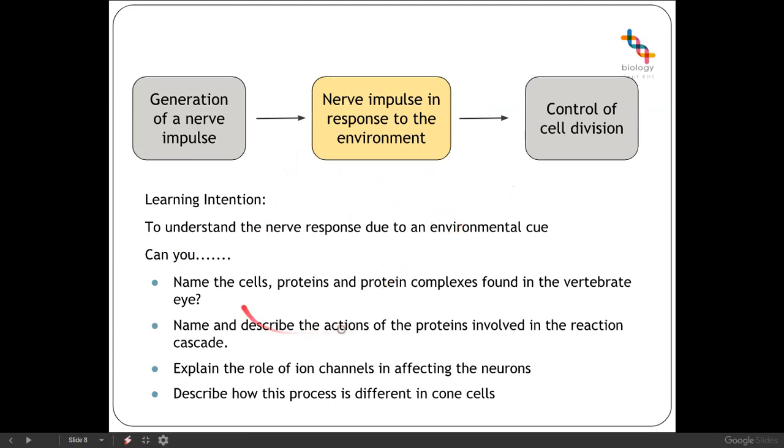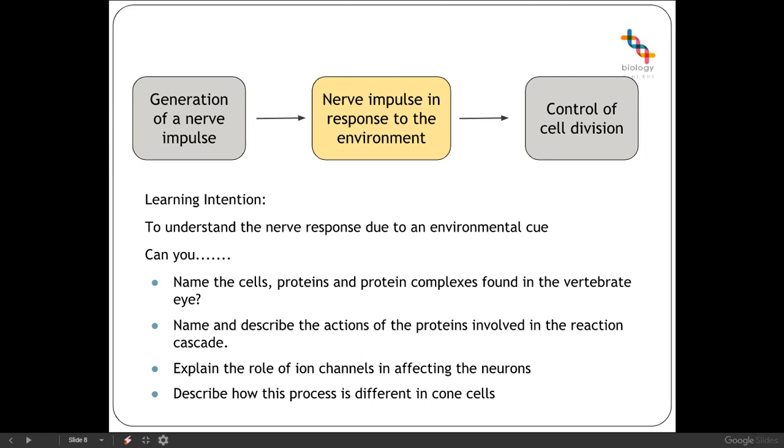So you should be able to name the cells, proteins and protein complexes found in the vertebrate eye, in that we have both rod and cone cells, and we've got retinal and opsin forming the retinal-opsin complex called rhodopsin. You should be able to name and describe the actions of proteins involved in the reaction cascade, where we've got rhodopsin changing conformation to photoexcited rhodopsin, activating a G protein which is called transducin. That transducin molecule activates our enzyme phosphodiesterase, or PDE. That PDE catalyzes the hydrolysis of cyclic GMP, or cGMP, and as a result we're able to change the closure of ion channels, resulting in a change in membrane potential and triggering our nerve impulse.